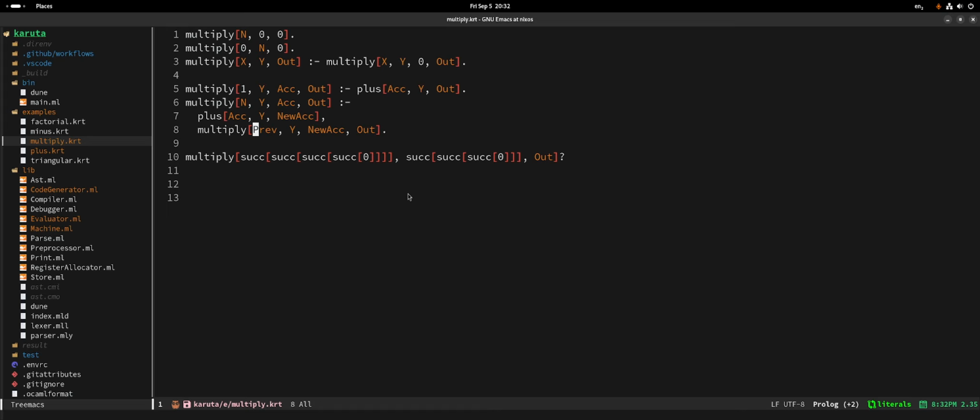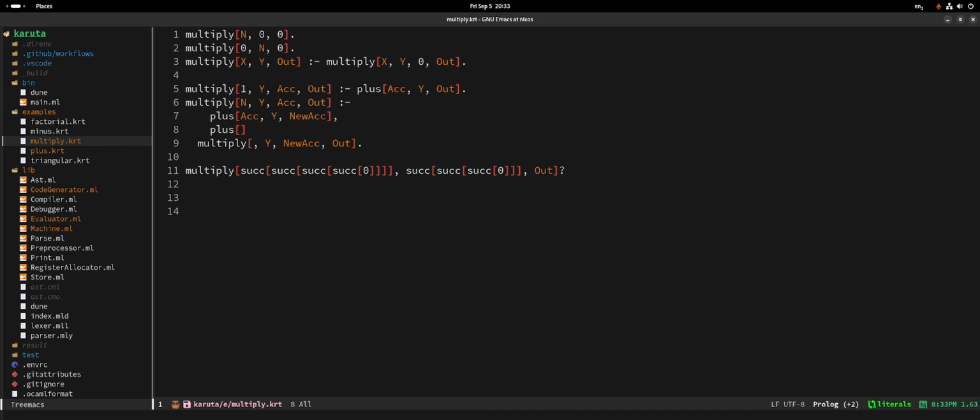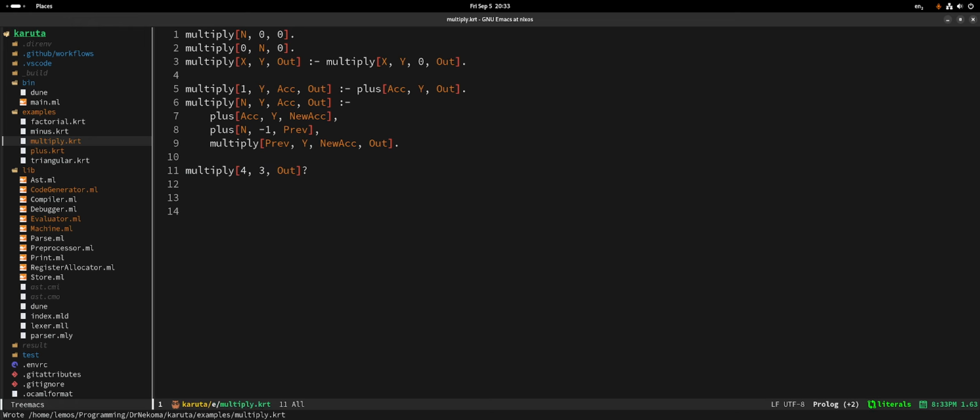It's just minus before the n, okay, so plus. I don't even know if this works. No, you need to pull the plus out of the multiply. But that's very convenient syntax, right? If I could just put that in here, but I understand. So n plus minus one, and then prev goes here, like that. This looks nice. And then instead of putting this, we just put 4. And instead of putting this, we just put 3. And we should get 12, hopefully.